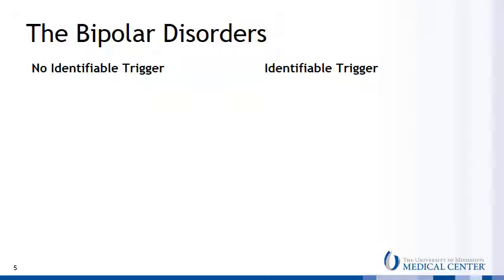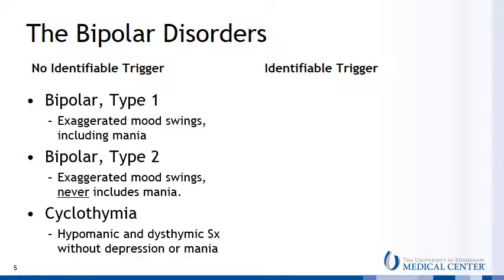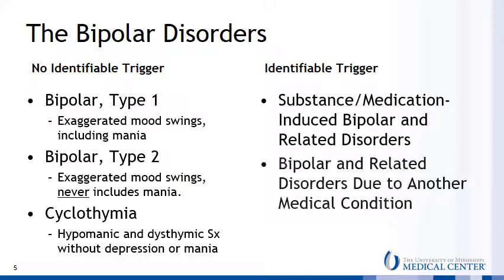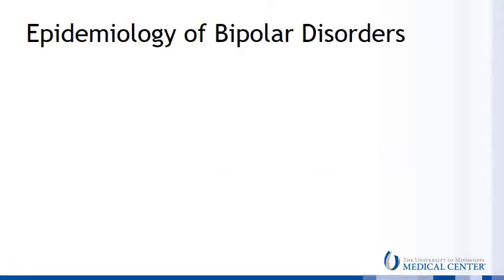As with the depressive disorders, the bipolar disorders can be grouped into those with no clearly identifiable trigger and those whose trigger is clearly substance-related or due to another medical condition. We'll start by discussing the bipolar disorders with no identifiable trigger, since those that have an identifiable trigger usually present the same symptoms as bipolar disorder type 1.